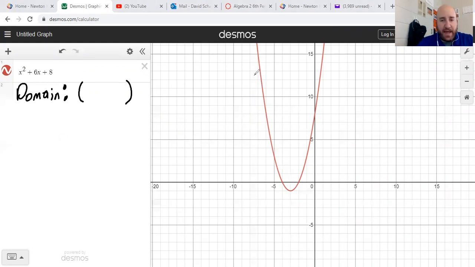This graph, there's no gaps in it. Again, it's not like it... let me pull that up. Let me make this white. It's not like it stops right there and jumps all the way down there and keeps going. Right. So I don't skip any X values here.